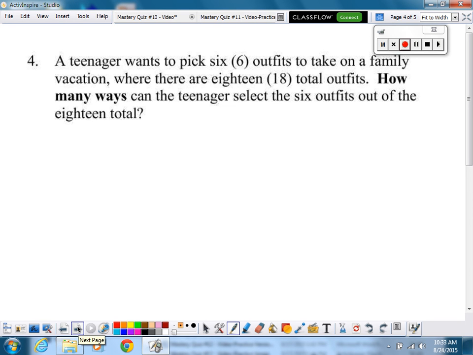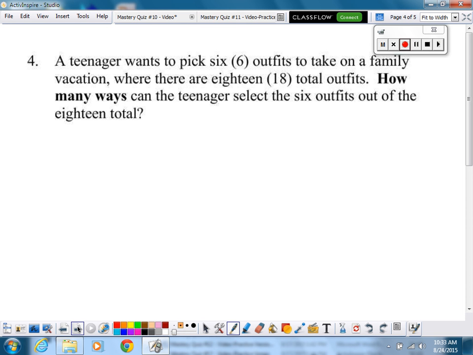Question 4: a teenager wants to pick 6 outfits for a vacation. She's got 18 outfits to choose from. How many ways can this teenager select 6 outfits from 18 total? Well, think about it. You got 18 groups of clothes laying there, and I want to pick 6. How many different ways can I do that? This is a permutation and a combination type of problem.